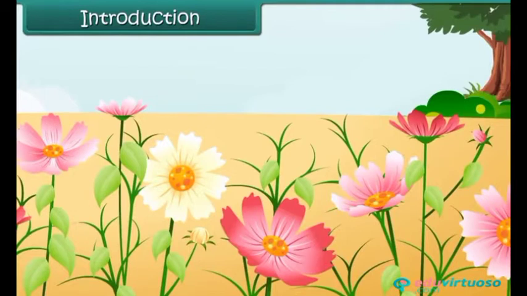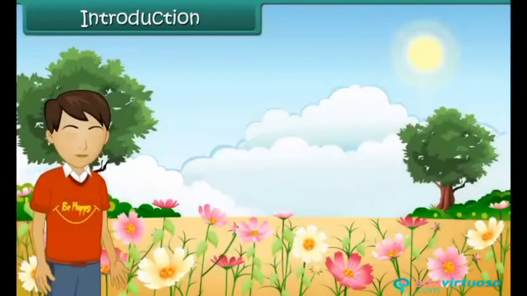Now, we can discuss the different parts of leaves and flowers in this chapter, and we can learn about how food is produced in a leaf or in a plant. So now we can see what we are going to learn through this video.